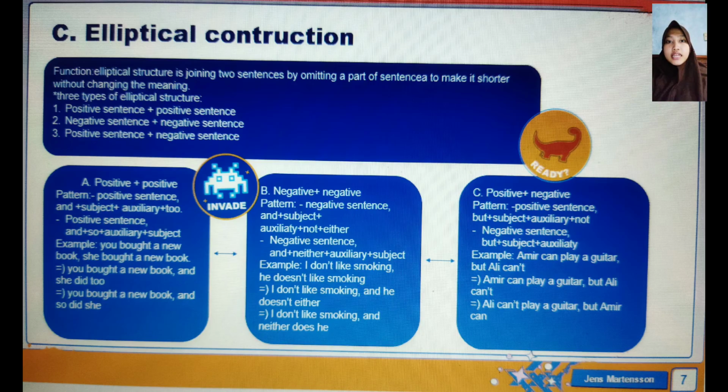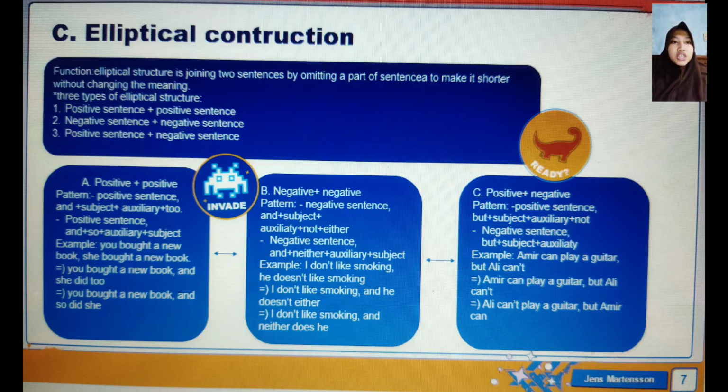The last material is elliptical construction. The function of elliptical construction is joining two sentences by omitting a part of the sentences to make it shorter without changing the meaning. An elliptical construction has three types: one is positive sentence plus positive sentence, two is negative sentence plus negative sentence, three is positive sentence plus negative sentence. Okay.